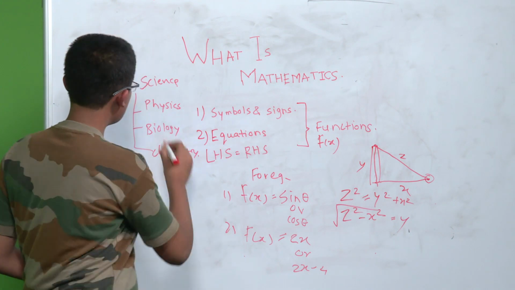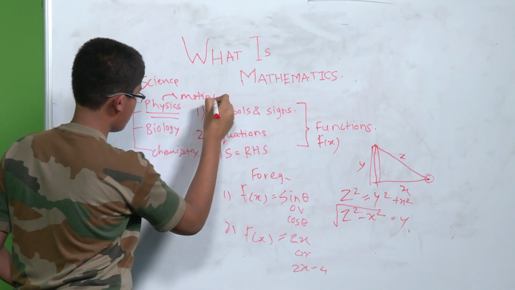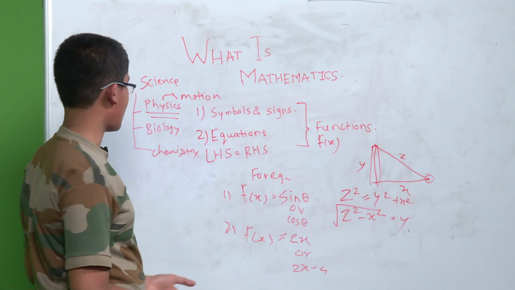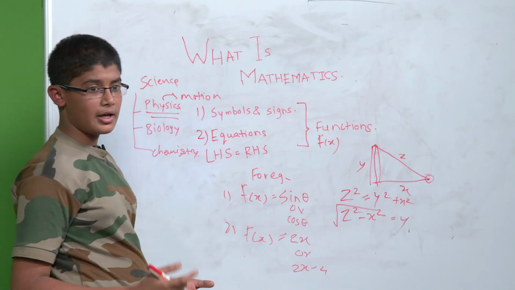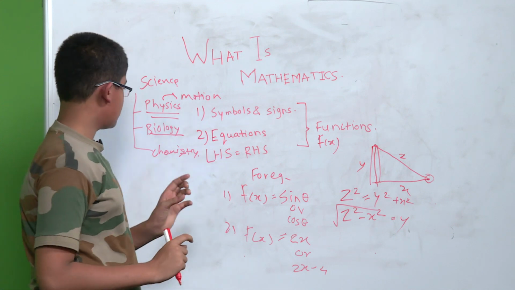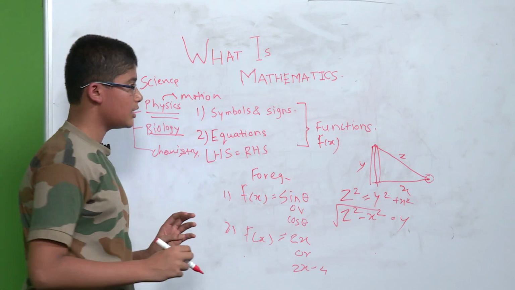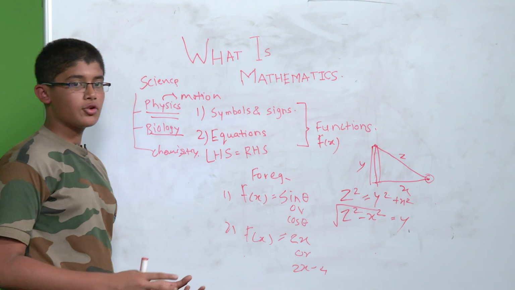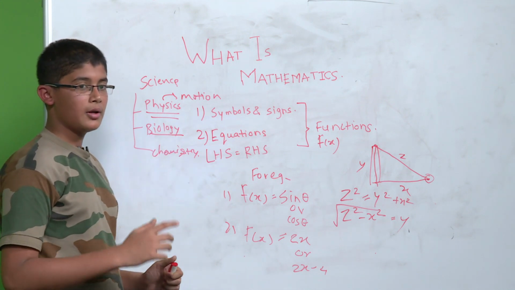Let's take an example. In physics we have motion. In motion we have different formulae and signs, equations, functions, etc. So in physics overall, we use mathematics. Let's take another example in biology. Many times we have to measure the rate of multiplication of some organism. When an organism is put in a glass, it multiplies, and we have to measure the rate of its multiplication. So in biology also we use mathematics for measuring the rate.